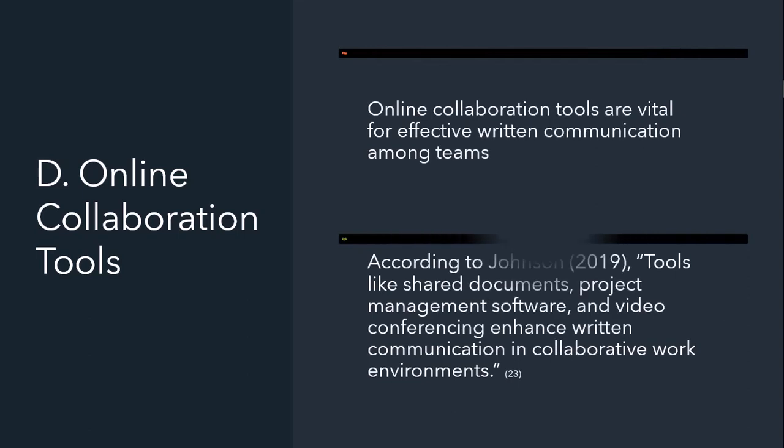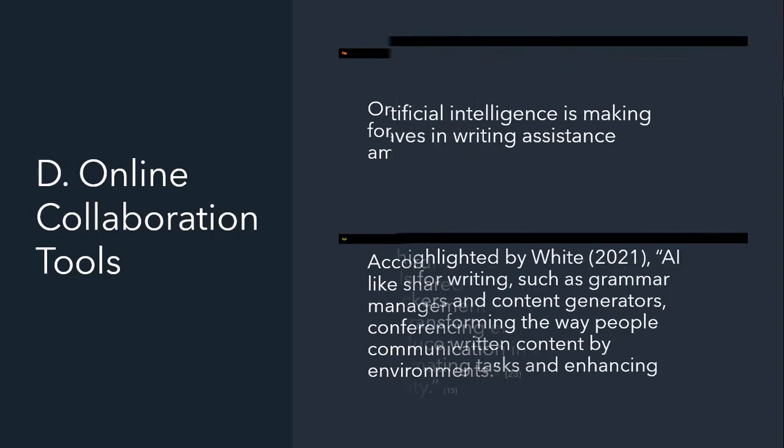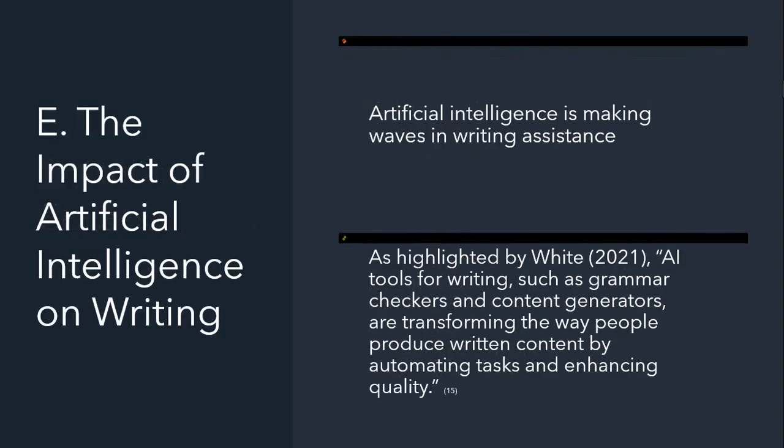D. Online collaboration tools. Online collaboration tools are vital for effective written communication among teams. According to Johnson, tools like shared documents, project management software, and video conferencing enhance written communication in collaborative work environments.